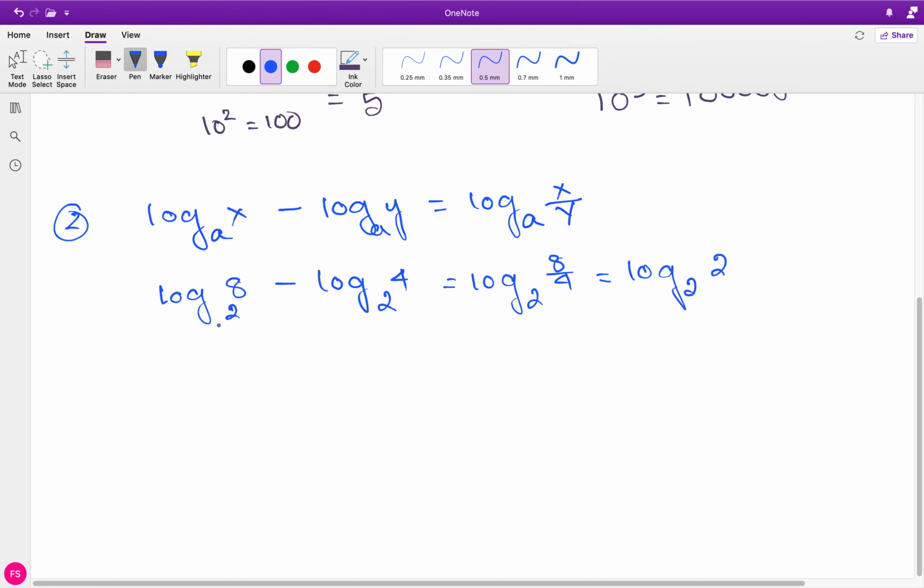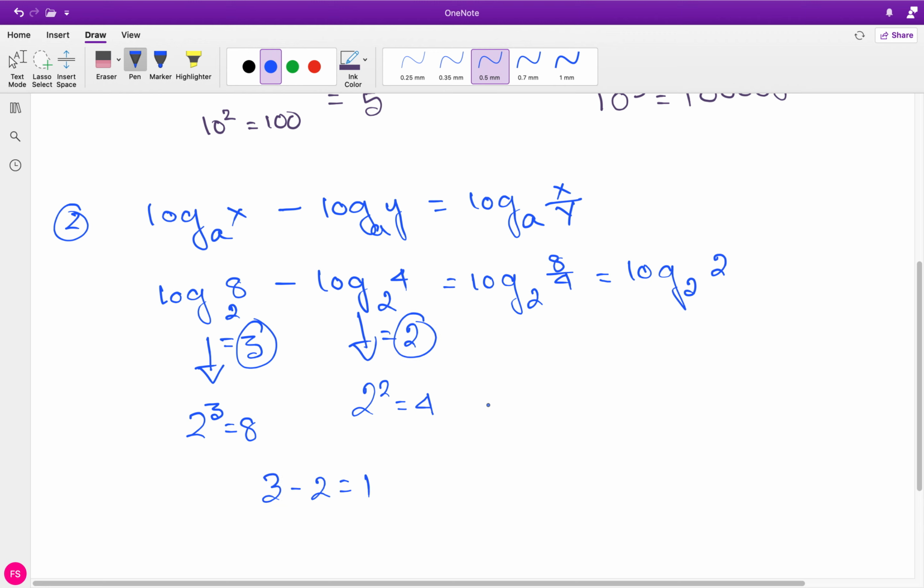Now let's look at this one. What does this equal? We know 2 to the power of 3 equals 8. So the whole thing equals 3. For log of 4 with the base of 2, 2 to the power of 2 equals 4. So this equals 2. But before that, we need to subtract and see what we get. So this is 3. 3 minus 2 will give us 1.